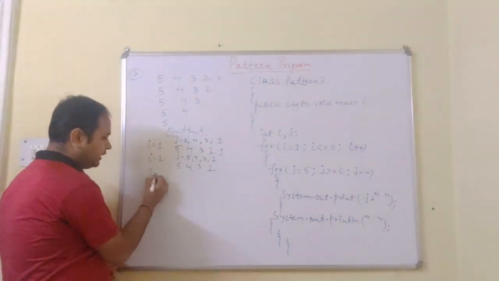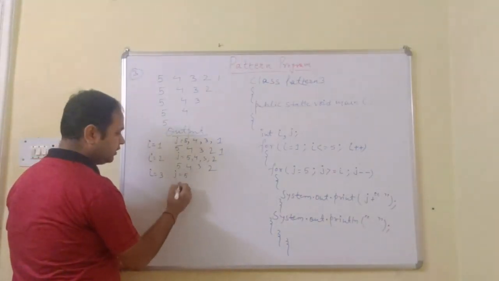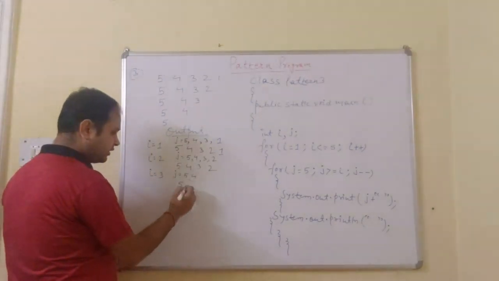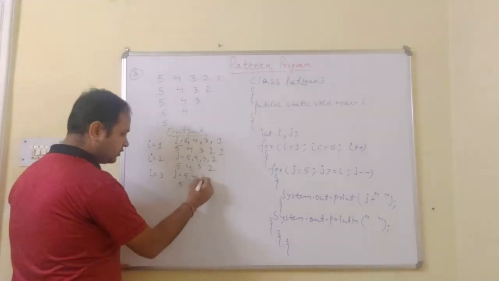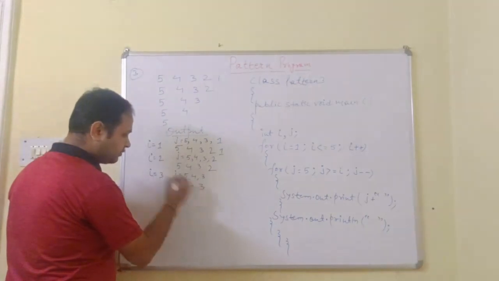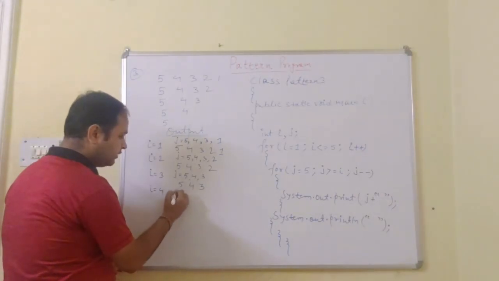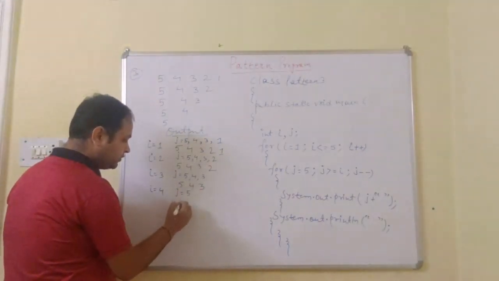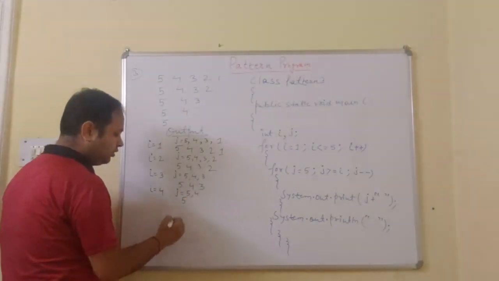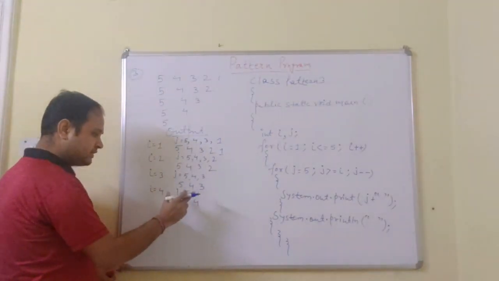Then again the lines are changed, i value becomes 3, j again starts from 5, and it prints 5 because 5 is greater than 3. Then j value is decreased to 4, 4 is also greater than 3, so it prints 4. Then value goes to 3, so 3 is not greater than 3, but it is equal to 3, so condition satisfies, so it prints 3. Then i equals to 4, then we are having j initialized as 5, so 5 is greater than 4, so it prints 5. Then we are having j value decreased to 4, so it prints 4 because 4 is equal to 4, condition is satisfied.